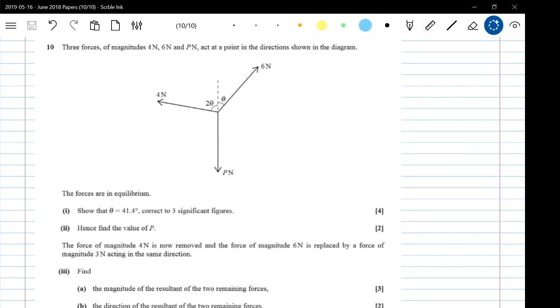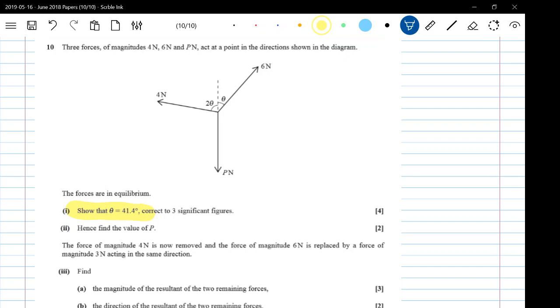Okay, question 10. Three forces of magnitudes 4, 6 and P are acting on a point in the direction shown in the diagram. The forces are in equilibrium. Show that theta is 41.4. Now this is a show that question, so we're not allowed to use theta equals 41.4. We've got to arrive at that as our answer.